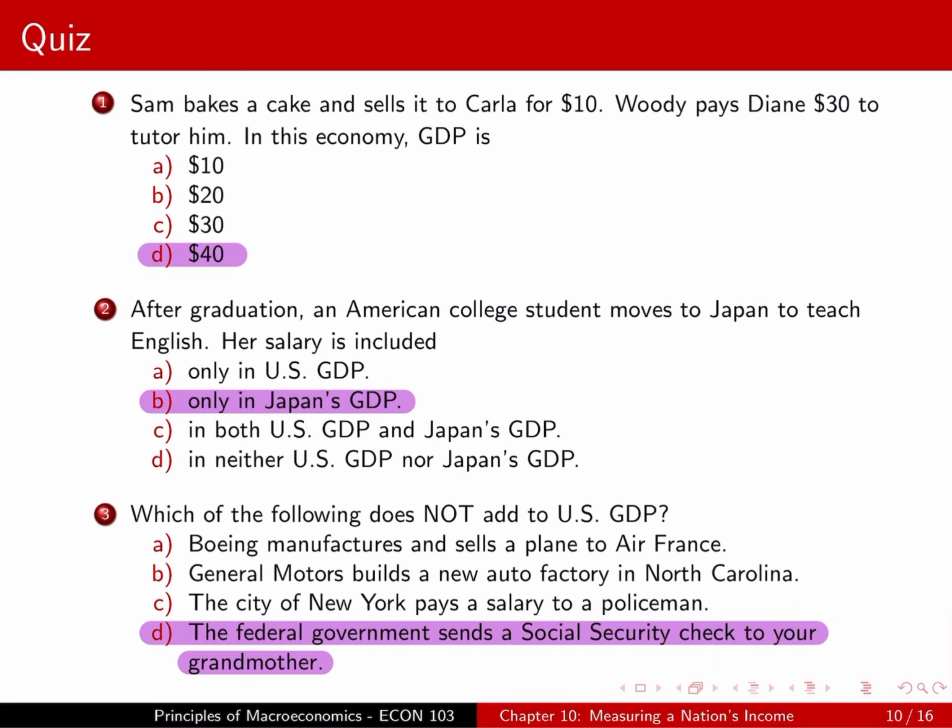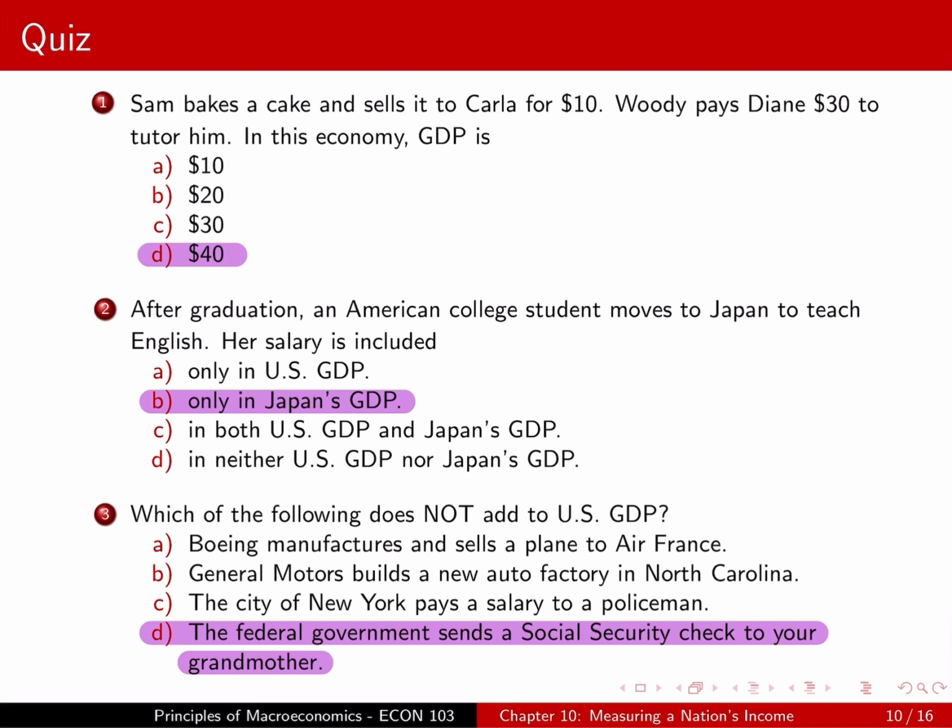Question number 3. Which of the following does not add to US GDP? A. Boeing manufactures and sells a plane to Air France. Since Boeing is a U.S. company, their production sits in the U.S. land, so it is U.S. GDP. B. General Motors builds a new auto factory in North Carolina. General Motors, or GM, is a U.S. company, so again, their production that sits in the U.S. land, it is U.S. GDP.